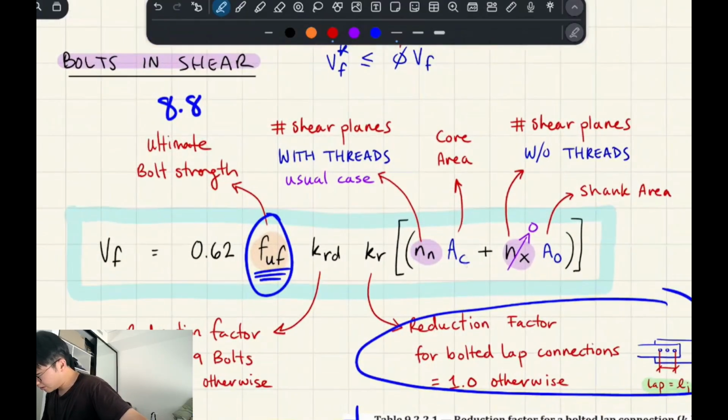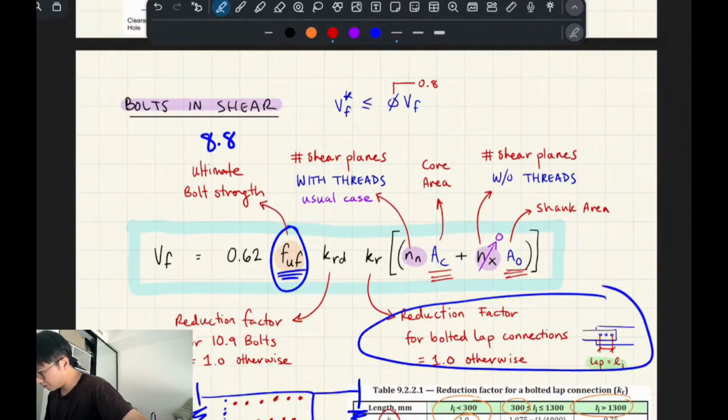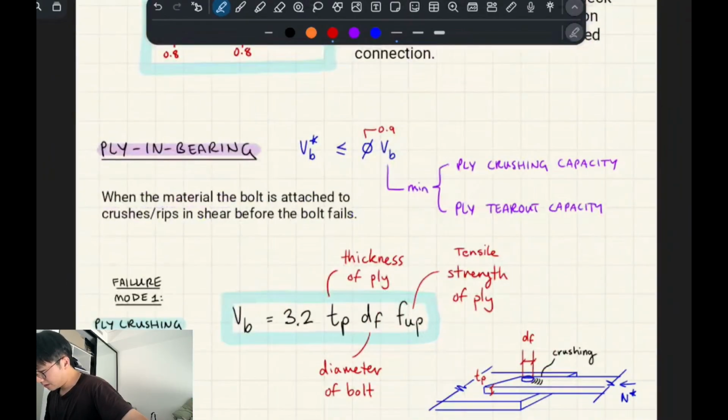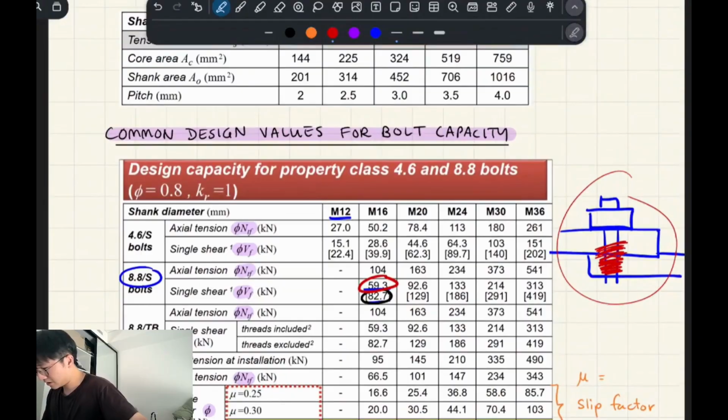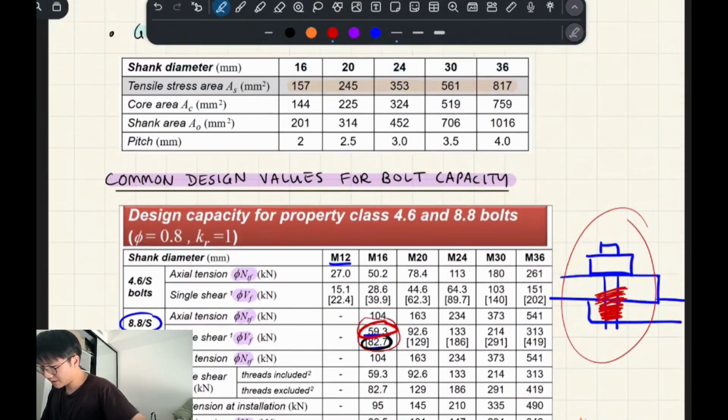And then if you have the core area versus the shank area, you get a different number, which is where this example that I was showing you comes from, and where these values in the table come from.